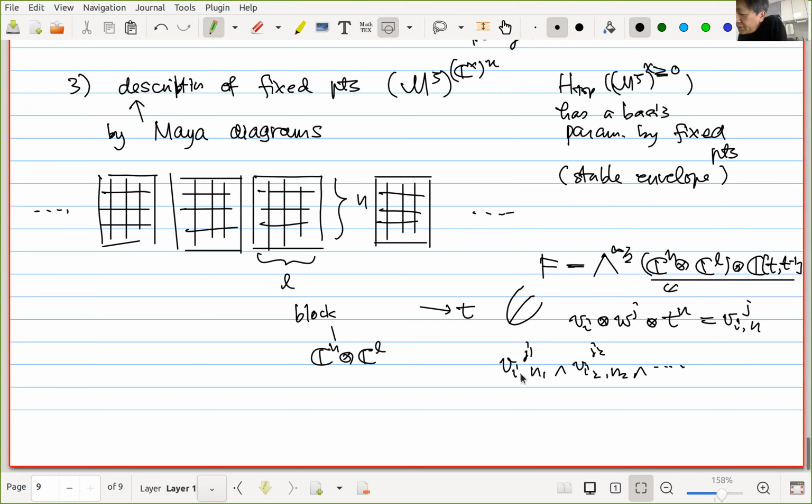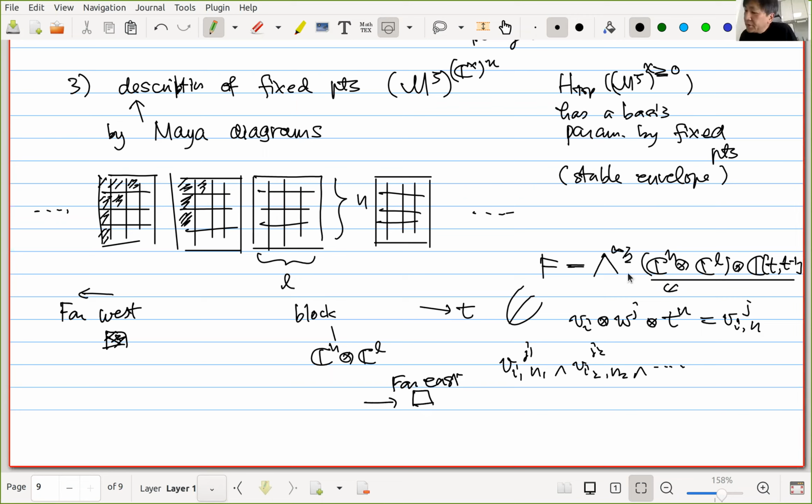So corresponding to the vectors appearing in this, I color the corresponding box black. Then I get this kind of diagram. And semi-infinite means that far west, all the boxes are black, and far east, they are white. So this is the condition.